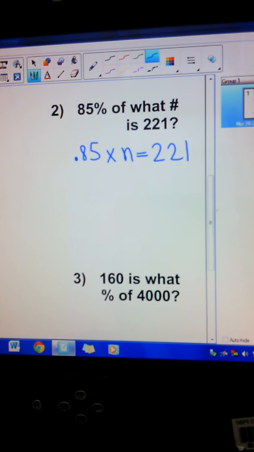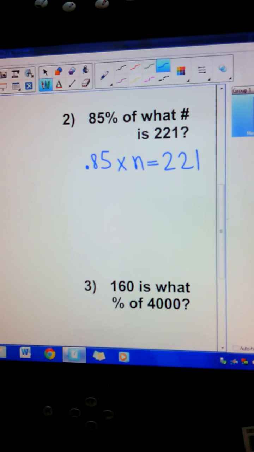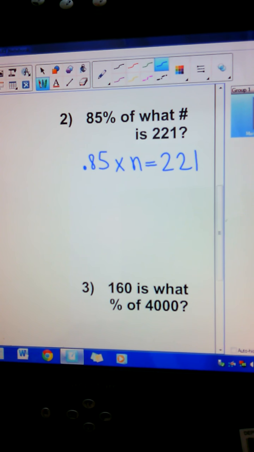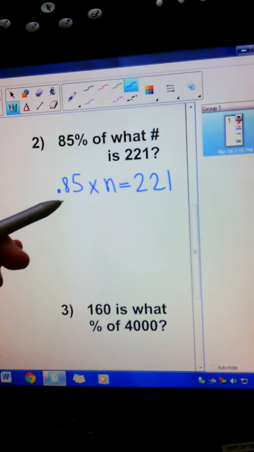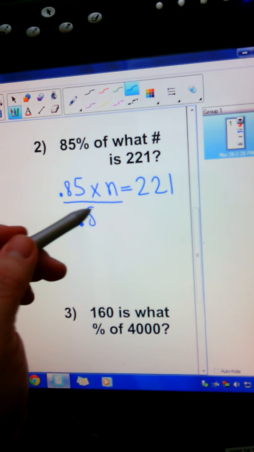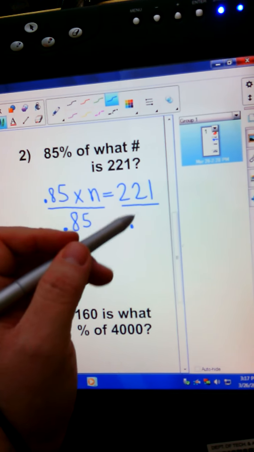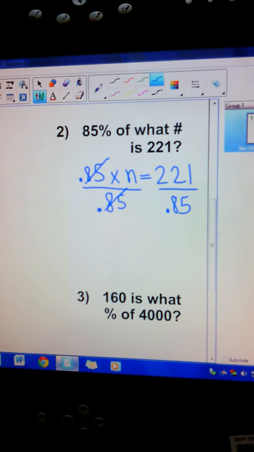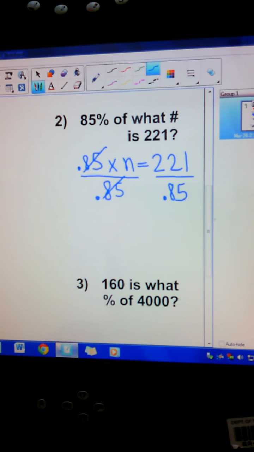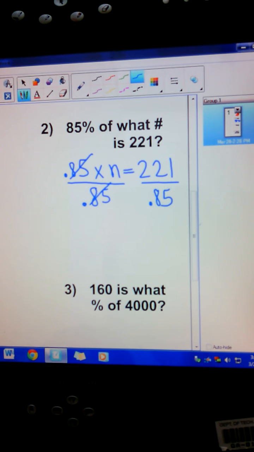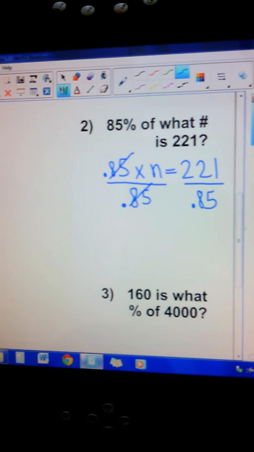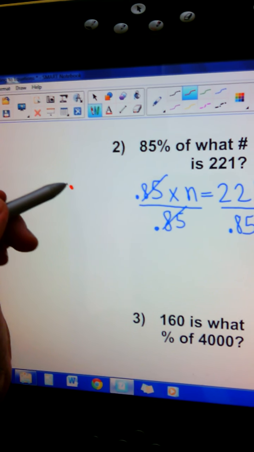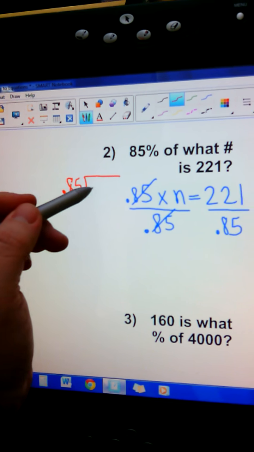Now in the previous problem, we multiplied to get our answer. However, here we need to divide both sides, in this case by 0.85. On the left-hand side, the 0.85's cancel out, and all we need to do is figure out 221 divided by 0.85. So let me move over here just a little bit, and we'll work it out together.